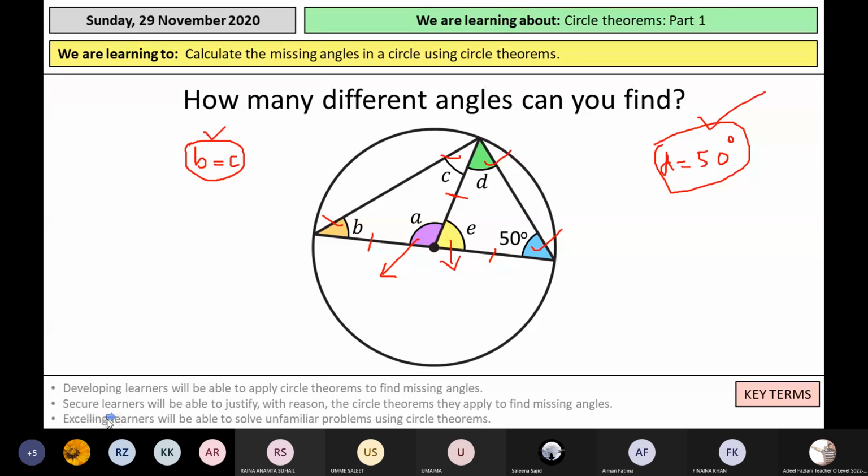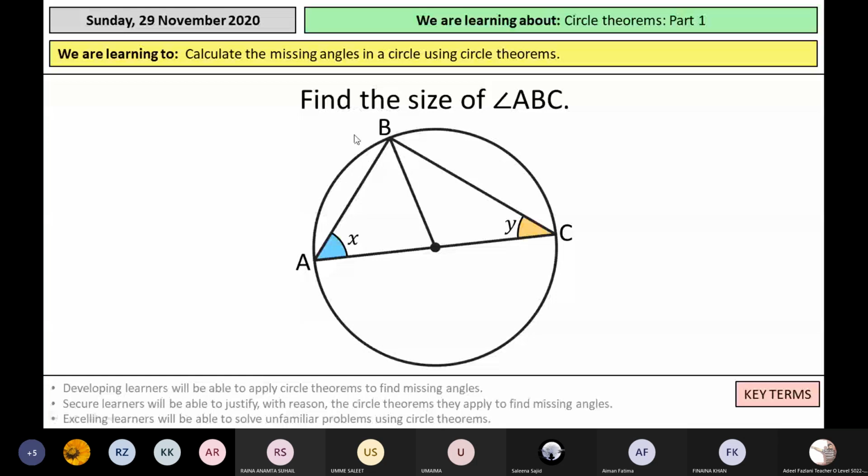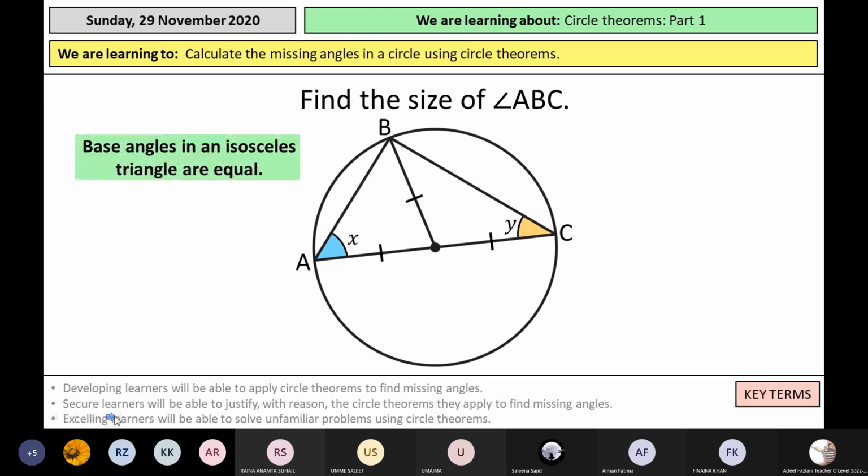Okay, now proceeding to the next. Find the angle size of triangle ABC. So actually now I have highlighted all three radii. See, one radius, second radius, and third radius. All are equal. So this is how base angles in an isosceles triangle are equal.